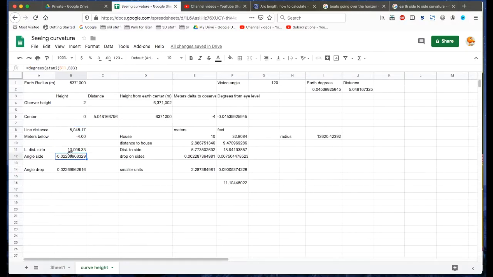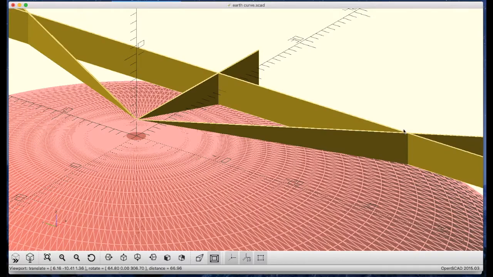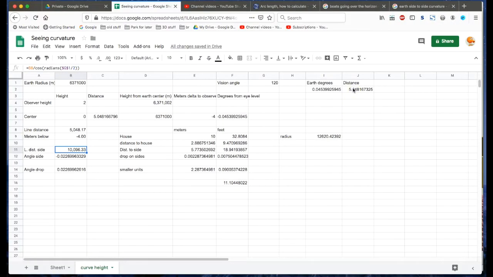The next thing that I wanted to do is calculate the distance and the angle to either side, which would be one of these here. So either this or this. So I needed to calculate this distance and this angle, if this distance here is the same as this distance here.